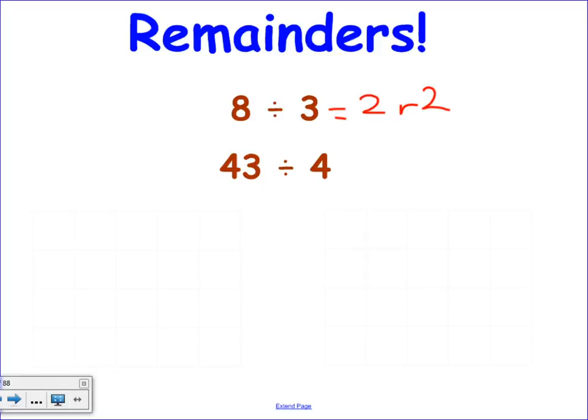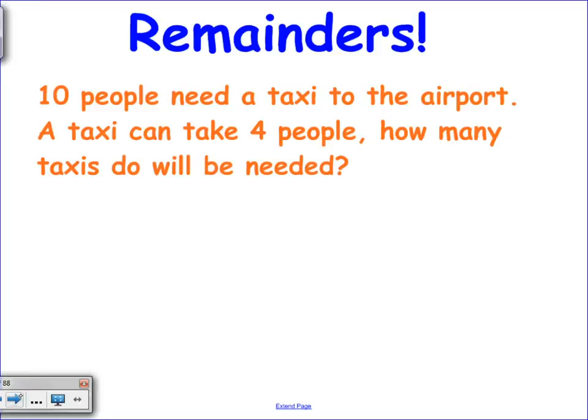Okay? 43 divided by 4. It goes 10 times. Yeah, because 10 4s are 40, and straight away I can see I've got a remainder 3. And you're thinking, oh, blimey, that's a bit simplistic. But they'll ask you questions like that. 10 people need to catch a taxi to the airport. A taxi can take 4 people. How many taxis do we need to get everyone to the airport?